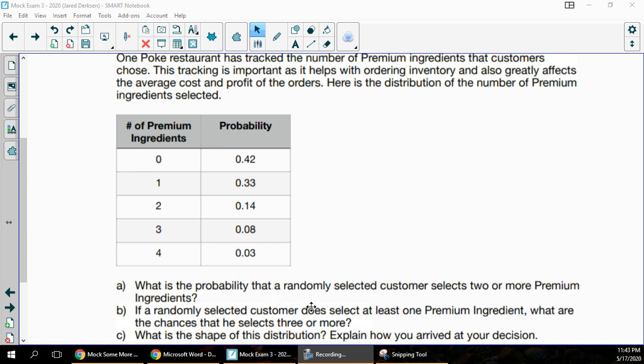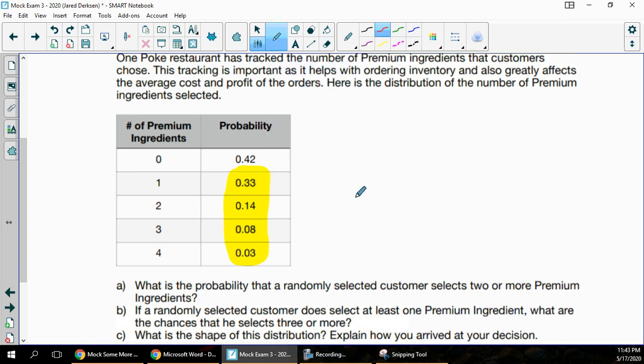If a randomly selected customer selects at least 1 premium ingredient, what are the chances he selects 3 or more? Okay, so what we're saying here is we're giving you the fact that they're one of these people. How many people are here? 58% of them, because that was 42. So out of the 58, which ones of these selected 3 or more ingredients? That's these two, 8, 9, 10, 11. Whatever 11 out of 58 is, that's the answer right there. I suspect you'll be able to even leave it as this, but of course a 4-function calculator or a simple calculator will even work that out.